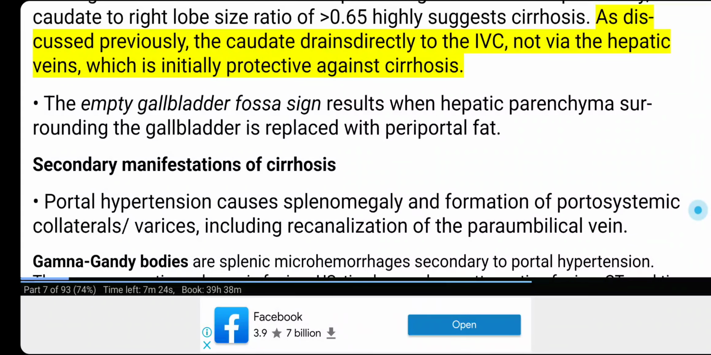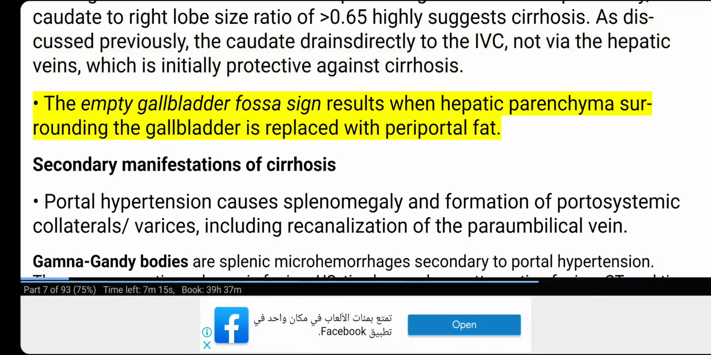As discussed previously, the caudate drains directly to the IVC, not via the hepatic veins, which is initially protective against cirrhosis. The empty gallbladder fossa sign results when hepatic parenchyma surrounding the gallbladder is replaced with periportal fat.